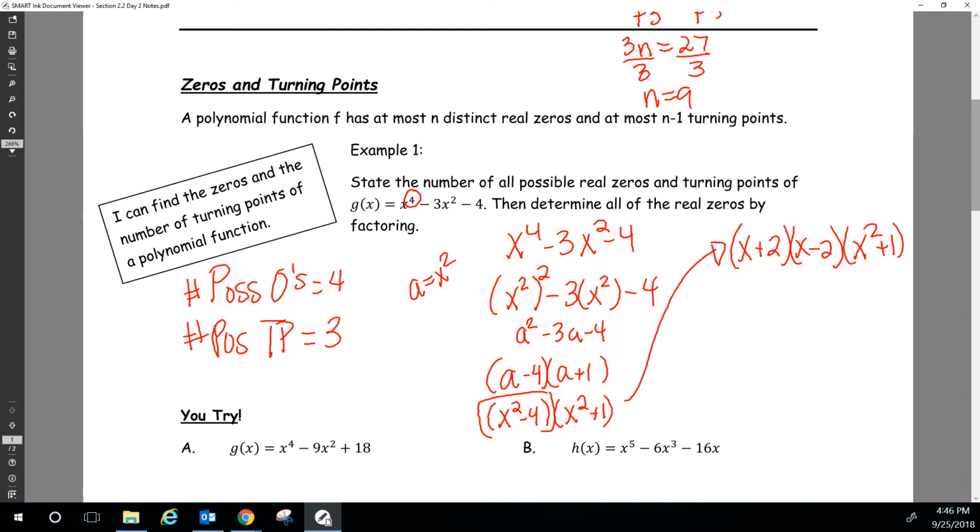And then, this is what g of x is when you factor it. But they don't want to know what the factors are, they want to know what the real zeros are. So we're going to set each of these factors equal to 0 and solve.